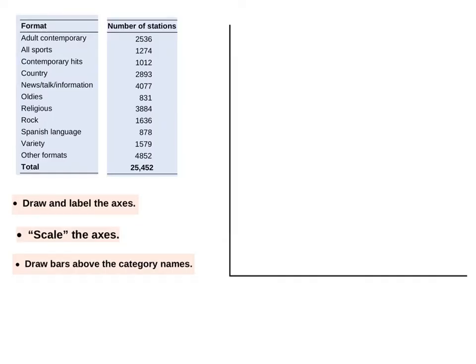All right, here we go. I've got my blank axes here. I've got an x-axis here and a y-axis here. So this is the individual. Format is going to go down here on the x-axis, and number of stations is going to go here on the y-axis. I'm going to attempt to label them. Let's see how it goes.